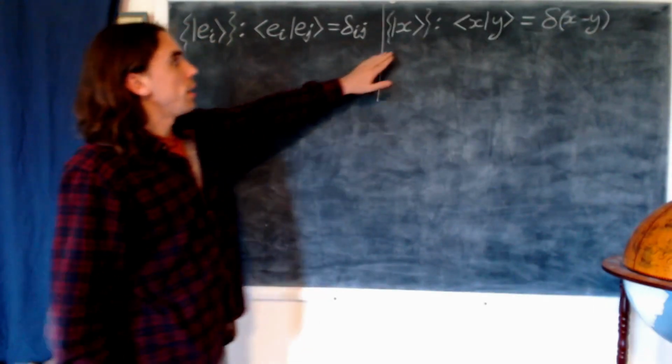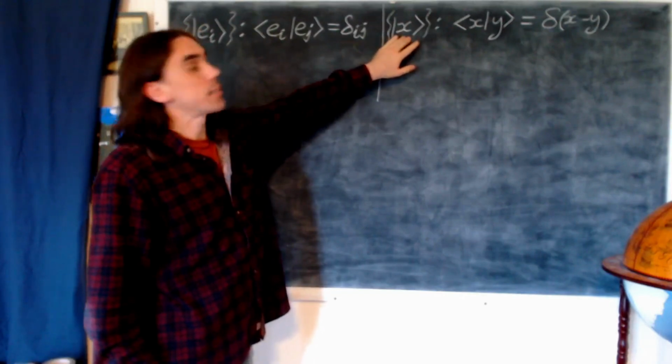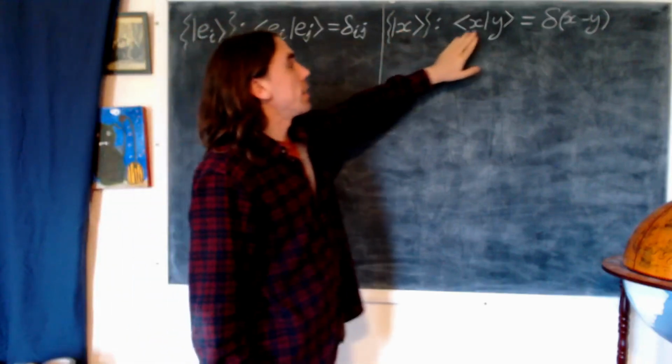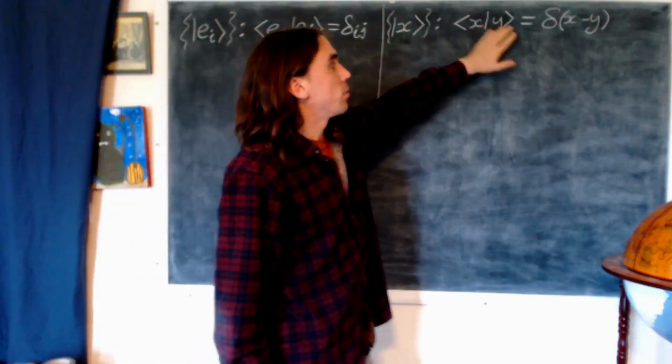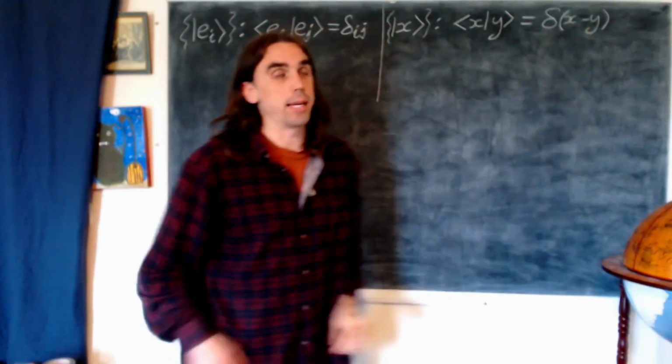We define an orthonormal basis of states |x⟩, which are position states, and we say that the inner product of |x⟩ with |y⟩ is equal to the Dirac delta function of x minus y. This is in one dimension of space.